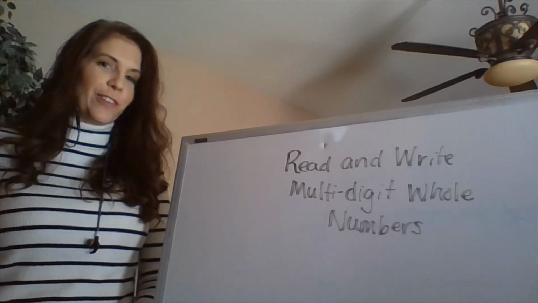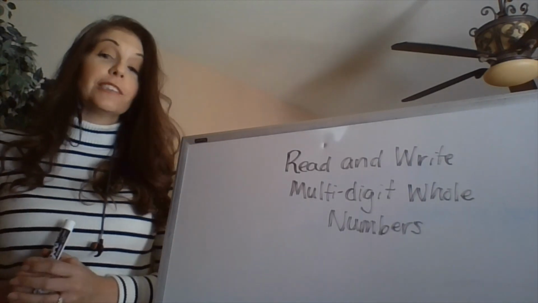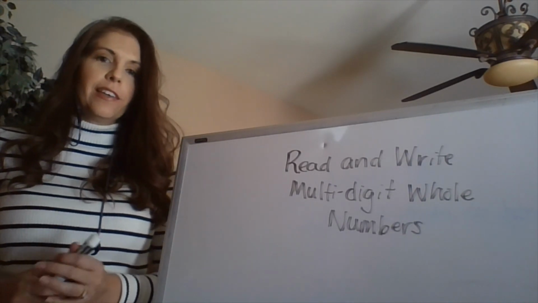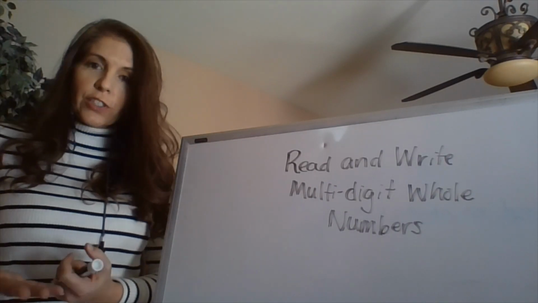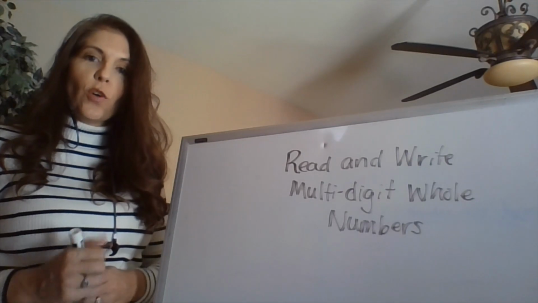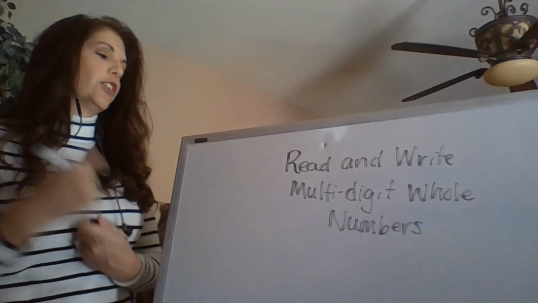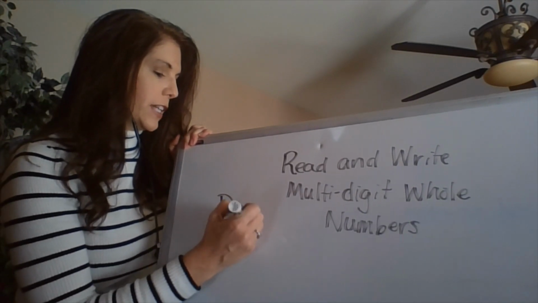Hello, MDLP fourth graders. Today we are going to have a lesson on how to read and write multi-digit whole numbers. To do that, we have to know a couple things about our numbers first. First of all, we need to know about this word right here, multi-digit. So our first vocabulary word that we are going to learn about is the word digit. If you have your math notebook, you can go ahead and write it in it now.